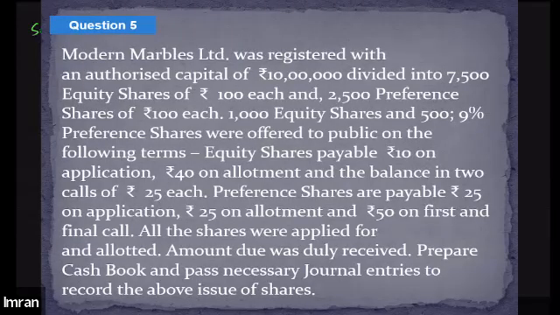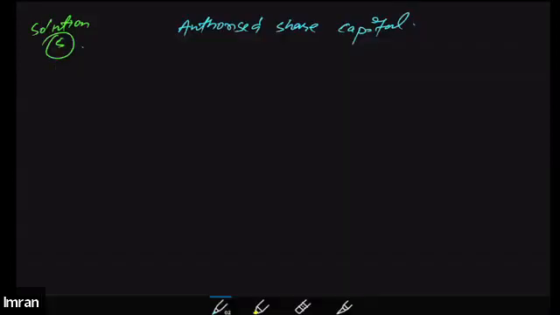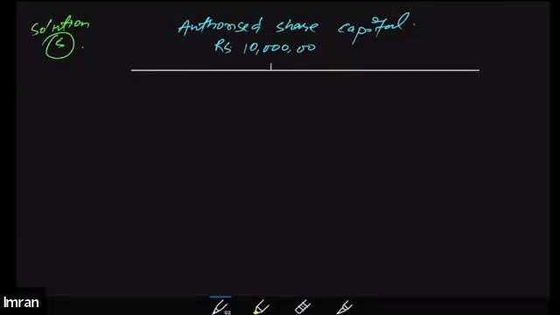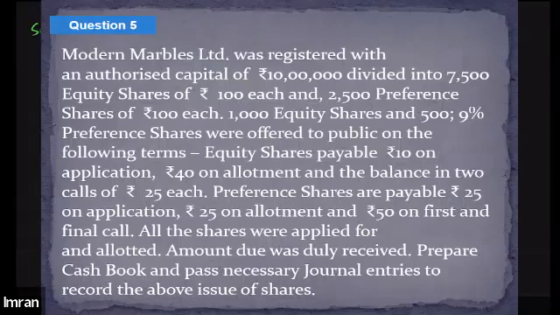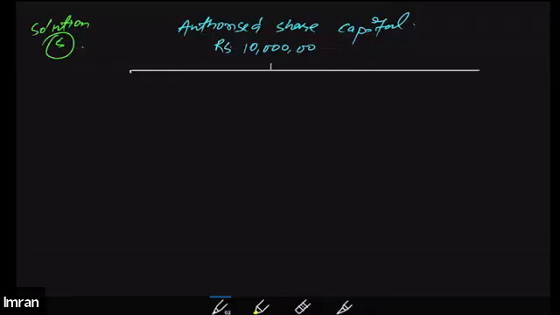Authorized share capital is 10 lakh, right? 10 lakhs. But this has been divided into equity shares and preference shares. The entire authorized share capital of the company has been divided into two parts: equity shares and preference shares, which is 9% preference shares. 9% preference share is the name of the preference shares.